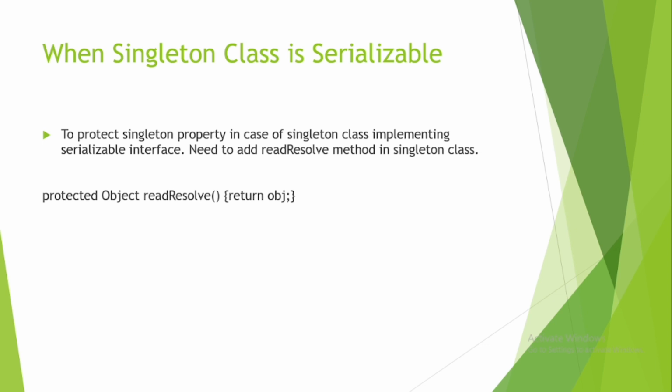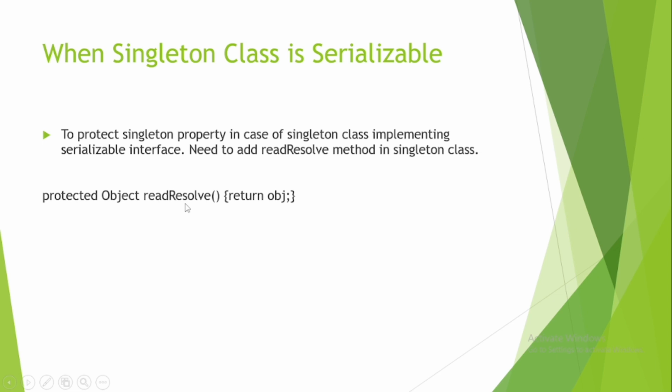And the reverse process, converting into the object, is the deserialization. Whenever you are doing deserialization, you are getting more than one object, meaning different objects. So deserialization breaks the property of the singleton class. To protect from serialization, the singleton class will always return the one object by implementing this method, protected object readResolve.